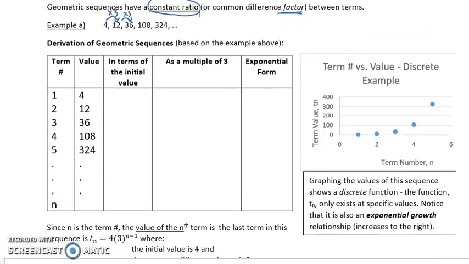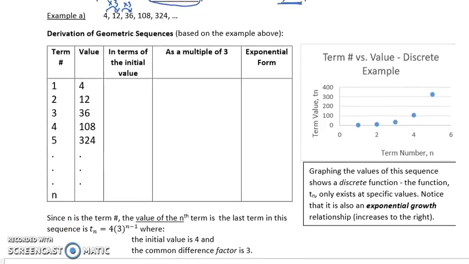We want to derive a geometric sequence from 4, 12, 36, 108, 324. And so what I'm going to do first is I've got the term number listed on the left side here. Then I've got the term value listed here. All right, so the 4 is the first term, the second term is 12, etc.